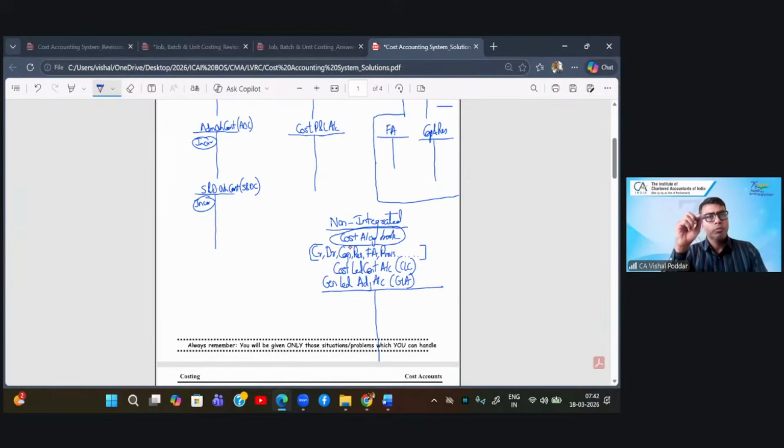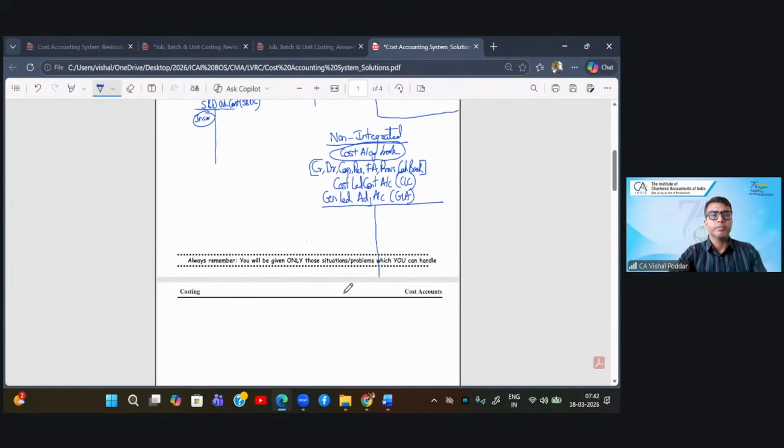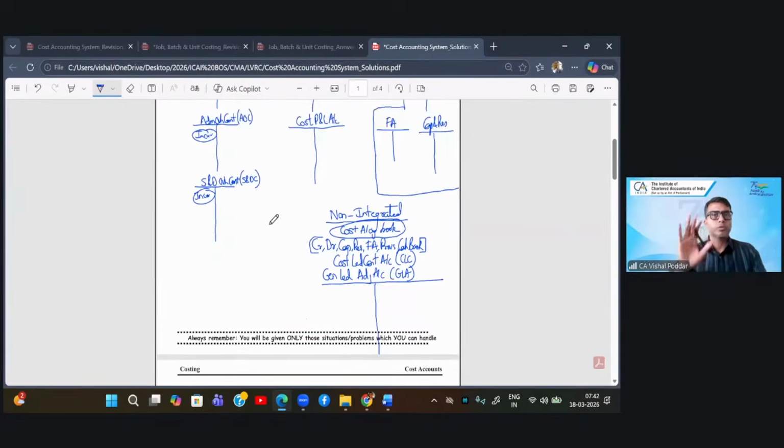Now this account is what? It is your debtor also, it is your creditor also, it is your cash also, it is your bank also, it is your fixed asset also, it is your capital account also. All these balance sheet related accounts, this one single account is representing. I hope you have understood this.